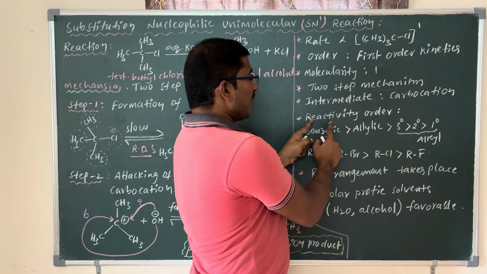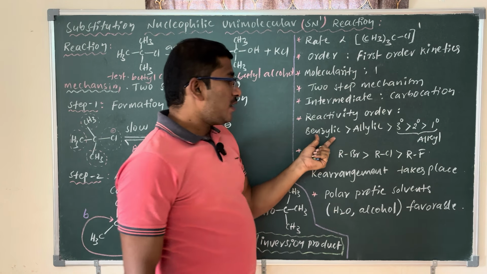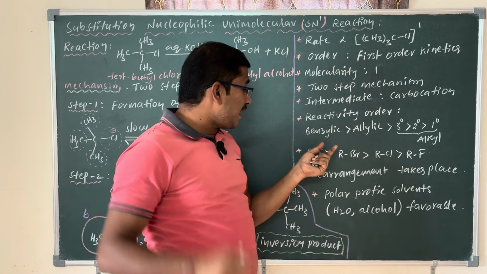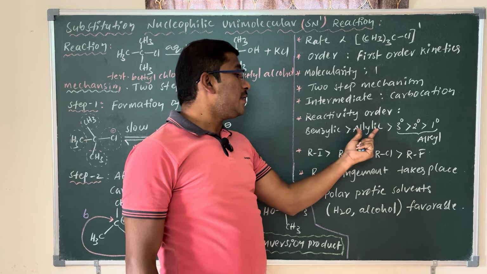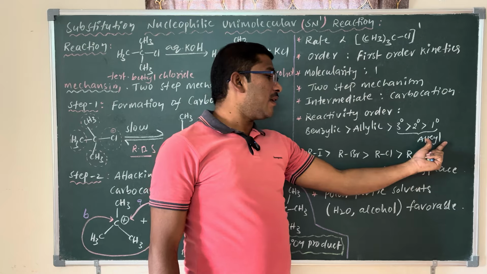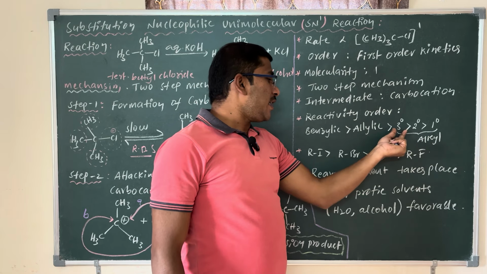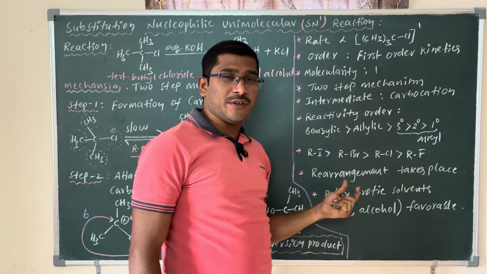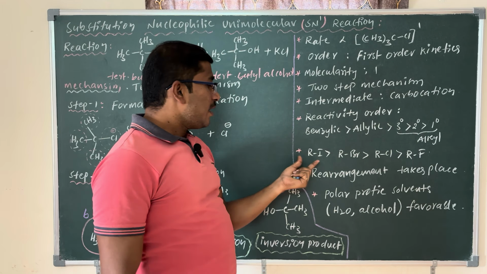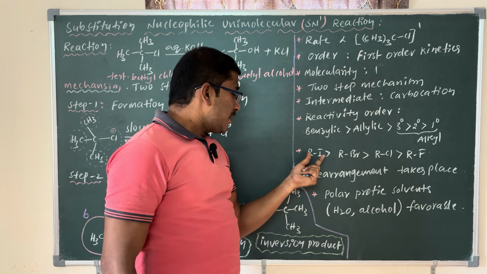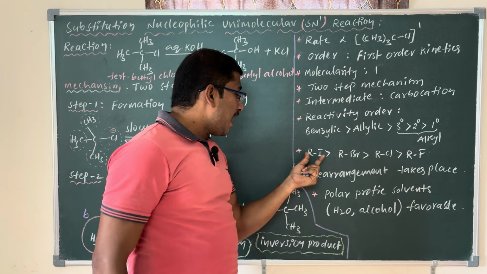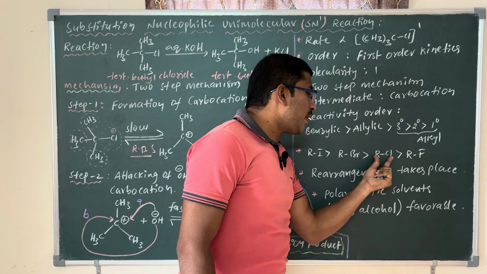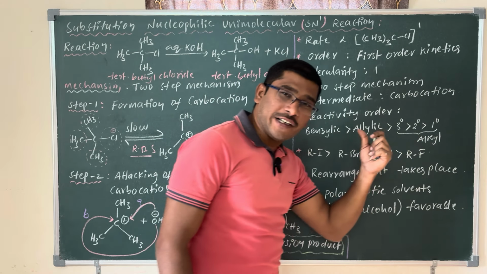And next, reactivity order. There, primary, secondary, tertiary is there. Here what is the order? Benzylic, allylic and alkyl. If you take alkyl: tertiary alkyl, secondary alkyl, primary alkyl. This is the order of reactivity of different alkyl halides. If you take alkyl halides, iodides are more reactive than bromides. Bromides are more reactive than chlorides. Chlorides are more reactive than fluorides.